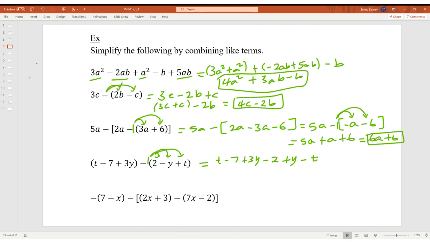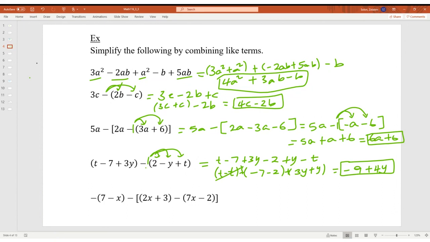Then you combine like terms. So I have t minus t. I have negative 7 minus 2. This is plus, and I have 3y plus y. Okay, so that gives you, t minus t is 0, negative 9 plus 4y, or 4y minus 9. So this is one way to do it. So to get rid of the parentheses by distributing the negative. So whenever you see subtraction or negative outside the parentheses, just distribute negative one.